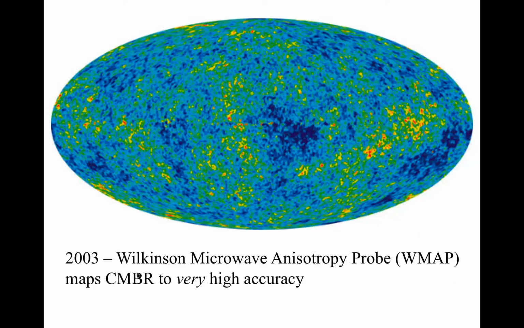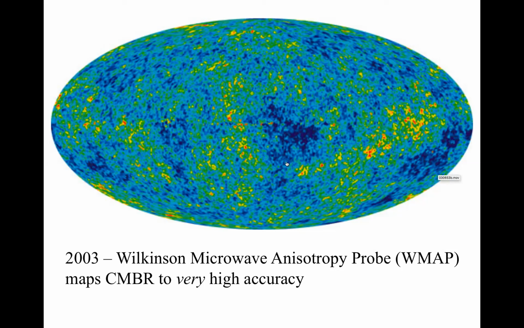You might remember Wilkinson is the guy who didn't win the Nobel Prize in physics from Princeton, even though he predicted it, because Penzias and Wilson found it first. Well, he got his name on a satellite, so that's not so bad, after his death, but still. And so they mapped out what the cosmic microwave background looks like.